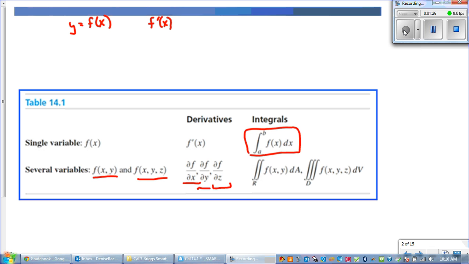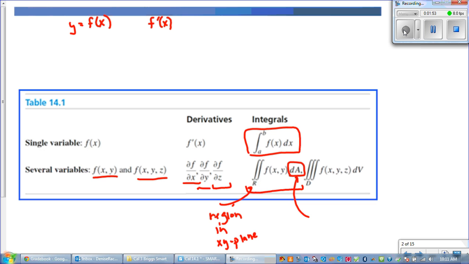We'll have a double integral of the function over some region A in the xy plane. So the region is actually R, and that's the region in the xy plane. And we're going to be integrating then over an area of a region. So we'll look at that in just a moment.